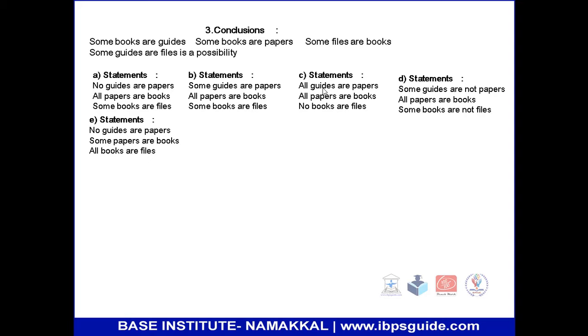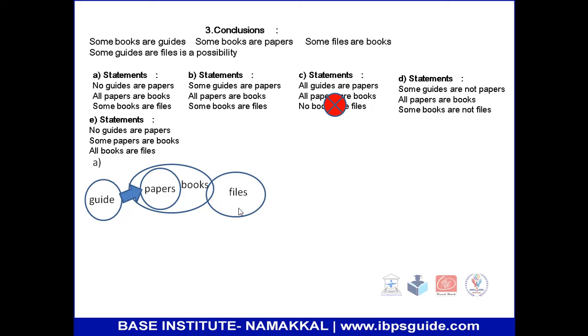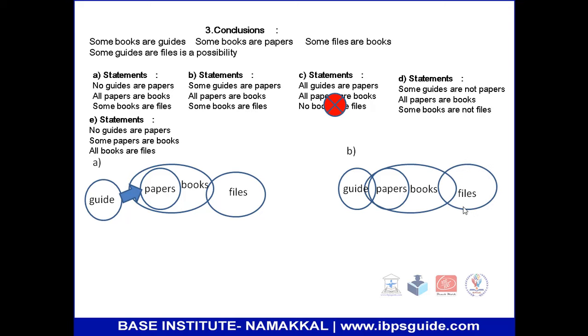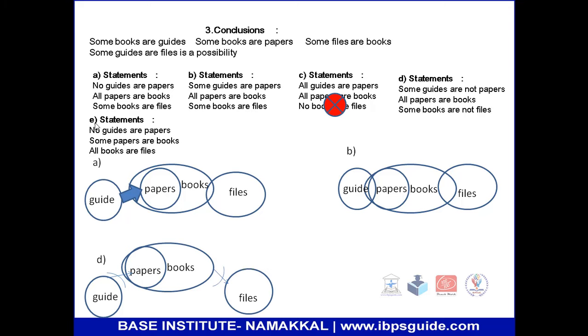In applying the Venn diagram for statement A: no gates are papers, all papers are books, some books are files. Then for statement B: some gates are papers, all papers are books, some books are files. For statement D: some gates are not papers, all papers are books, some books are not files. And then for statement E: no gates are papers, some papers are books, all books are files.